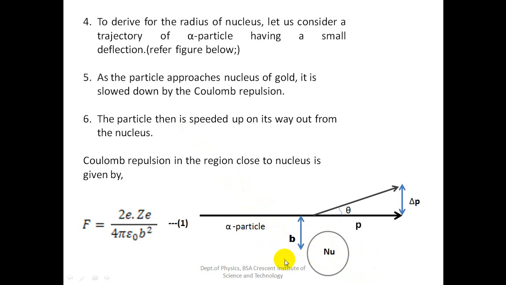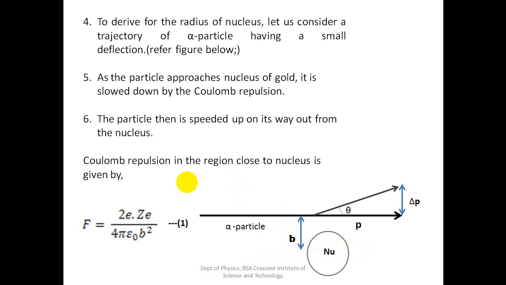So what you can see here in the experiment is that when the alpha particle is entering the nucleus, it is being slowed down. As it crosses the midway region and comes to the other side, it speeds up on its way out of the nucleus. So this is how we can explain the Coulombic repulsion.